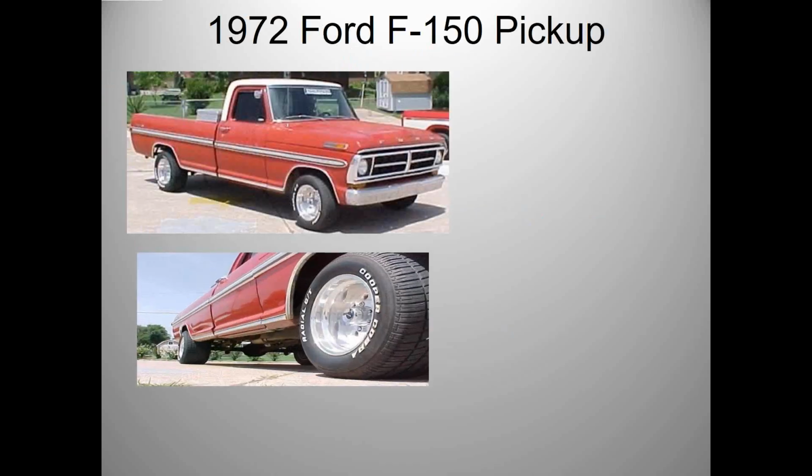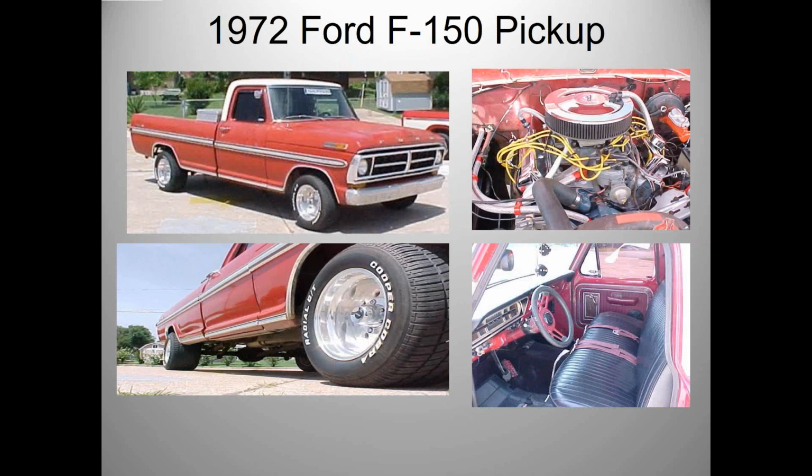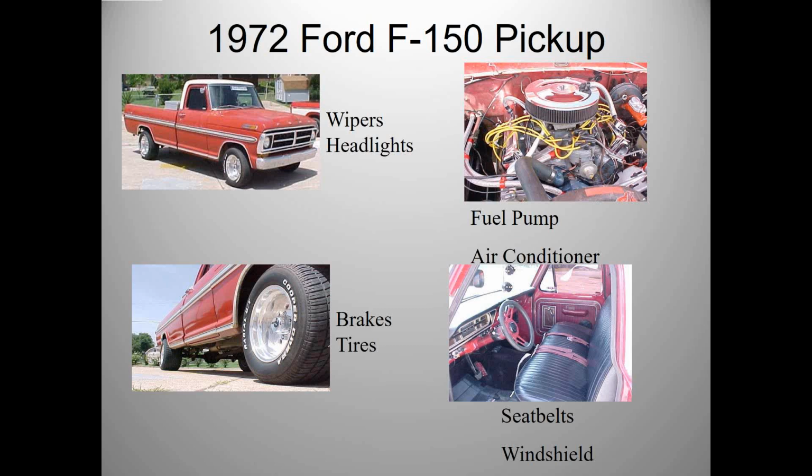If we take this component here, it's a 1972 Ford F-150 pickup. And of course, this pickup truck has lots of different components. So you can see we have wipers and headlights. The pickup truck has brakes and tires. We have a fuel pump. We have an air conditioner. We have a seat belt. We have a windshield. So some different components I've listed here, but which one's the most critical?